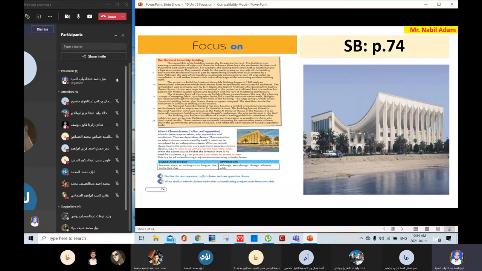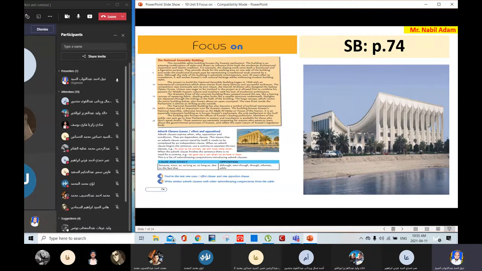And we are going to study how to connect, how to join sentences using connectors for cause and effect and for opposition or for contrast, like the example you can see in the table.